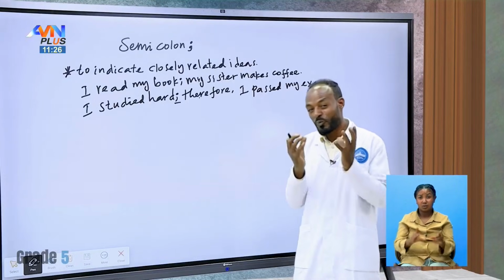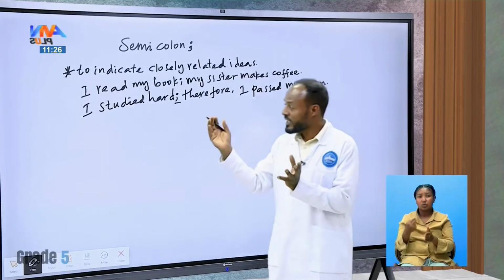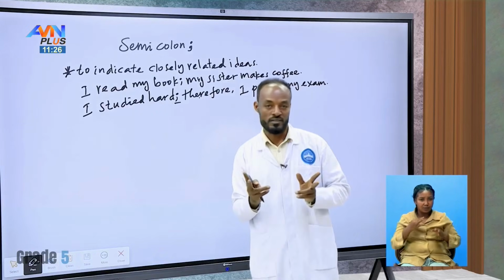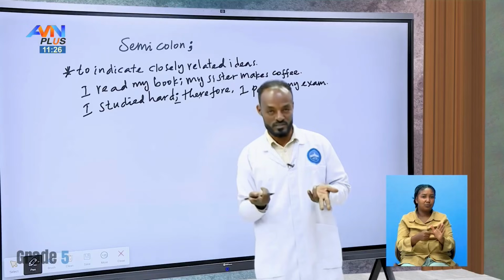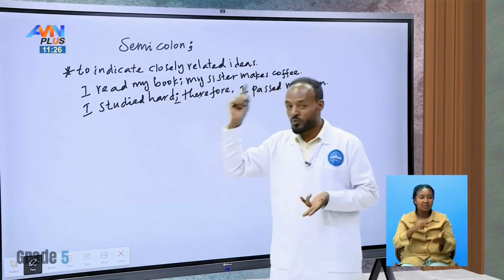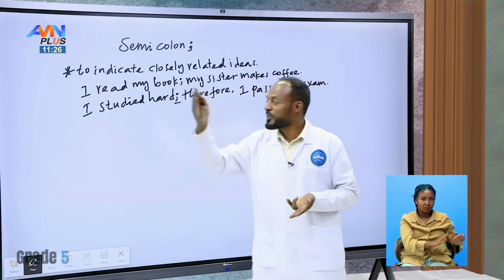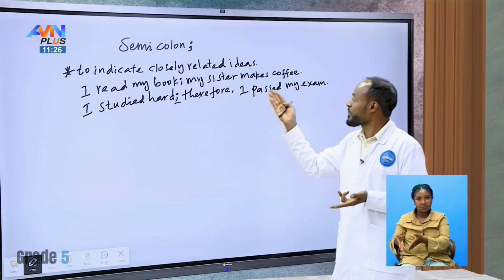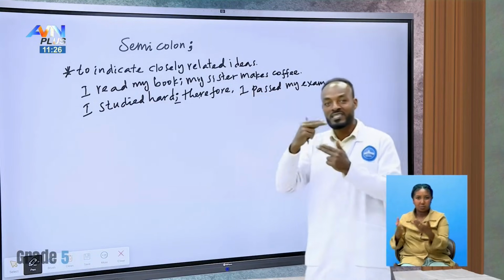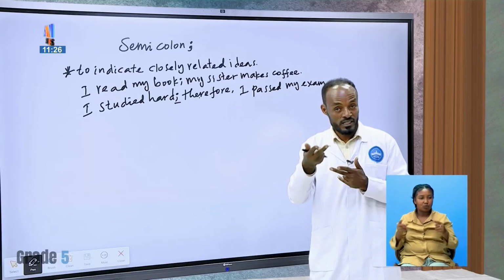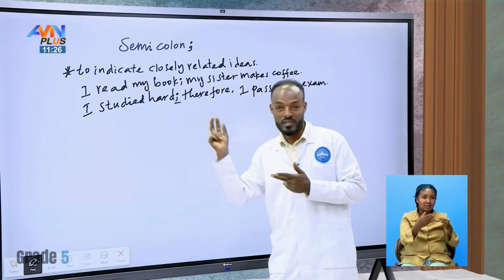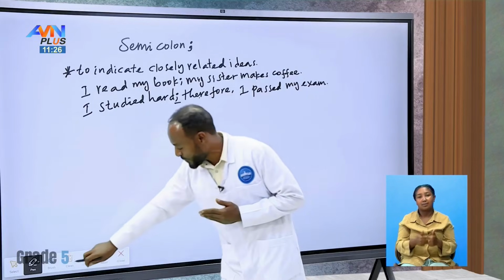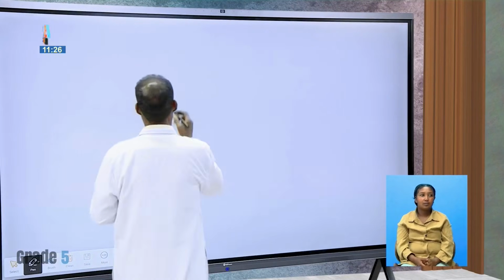Do you know semicolon? We use semicolon to identify two independent sentences or two independent clauses. I studied hard is one independent clause because there is a subject, here is a verb. And also this one is also, I passed my exam. This one is also another independent clause. Is that clear? So we can use it in such ways. I hope it's clear. Nice. Come on, let's go to the next point about comma.